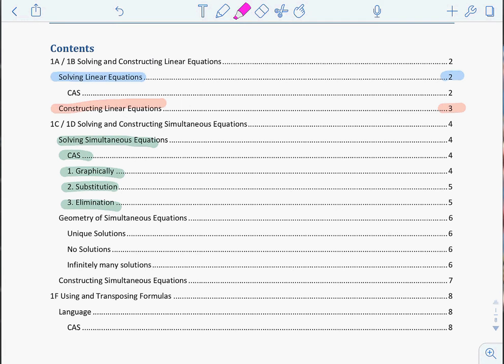This tutorial is going to cover solving and constructing simultaneous equations. In particular, we're looking at the geometry of simultaneous equations, i.e. unique solutions, no solutions, and infinitely many solutions. And this is found on page 6 of your notes.